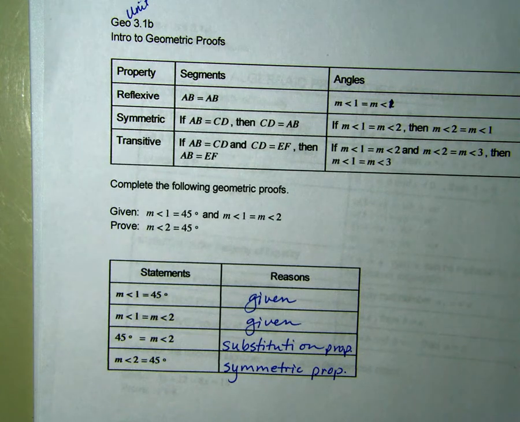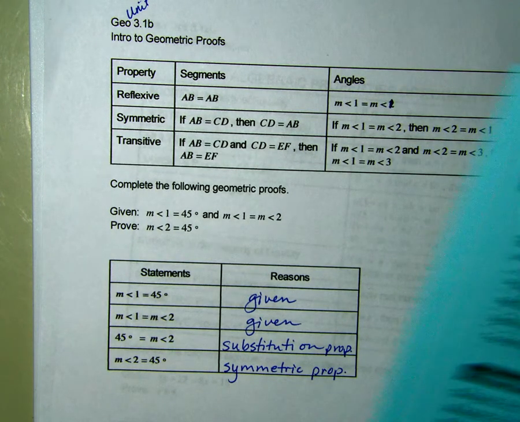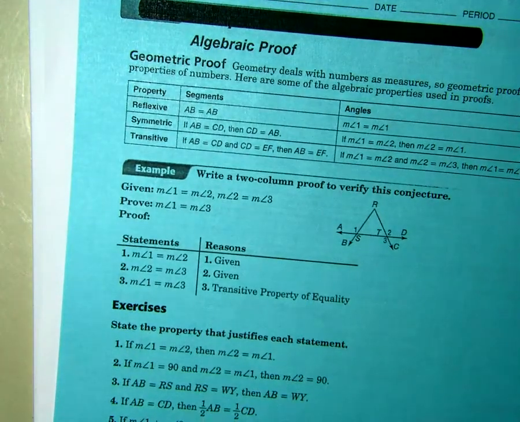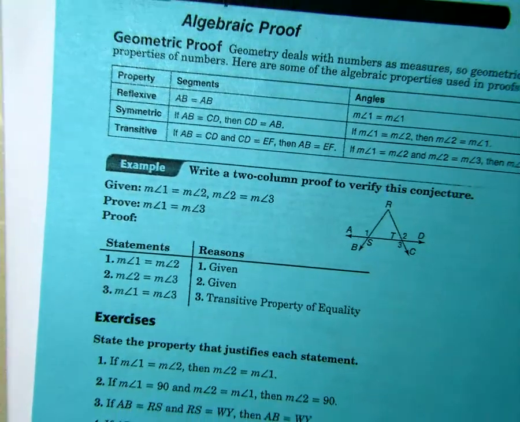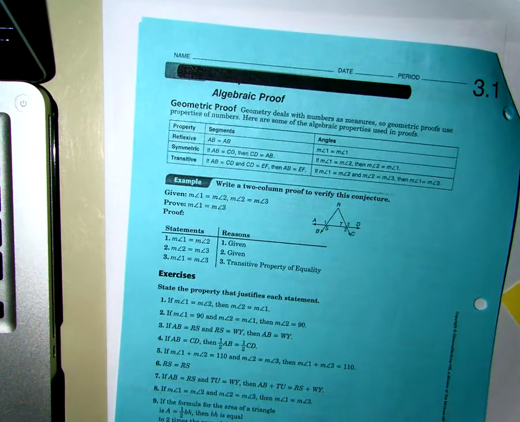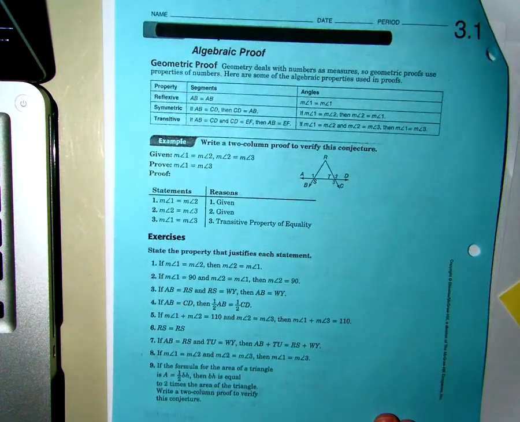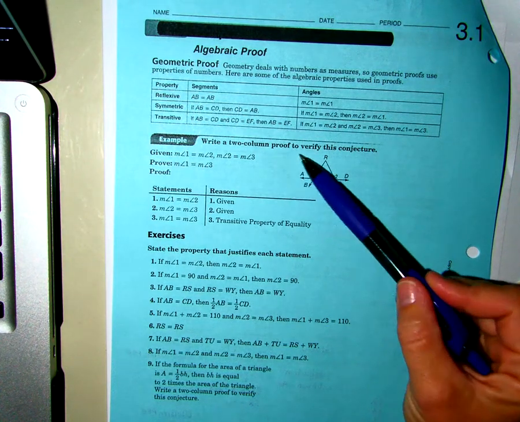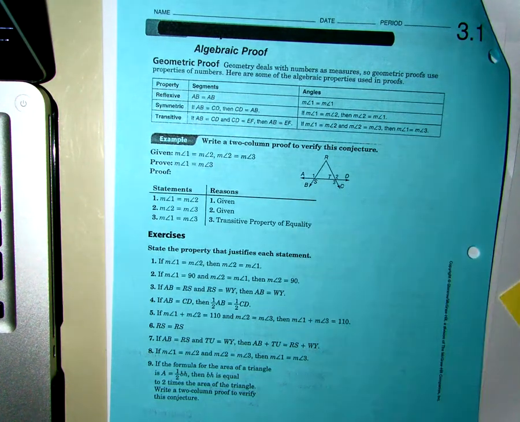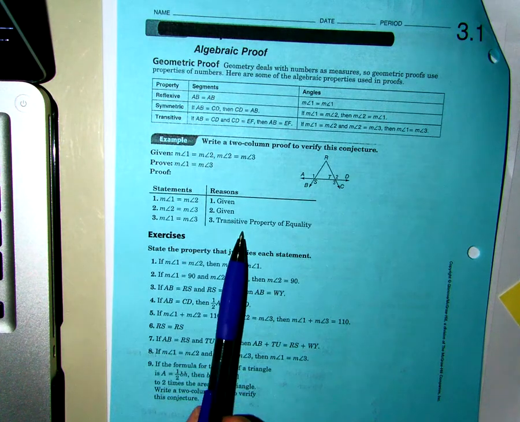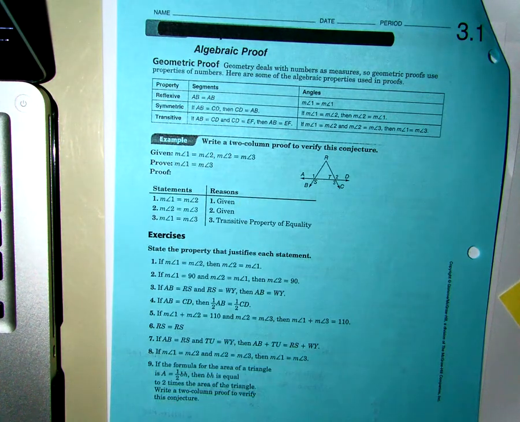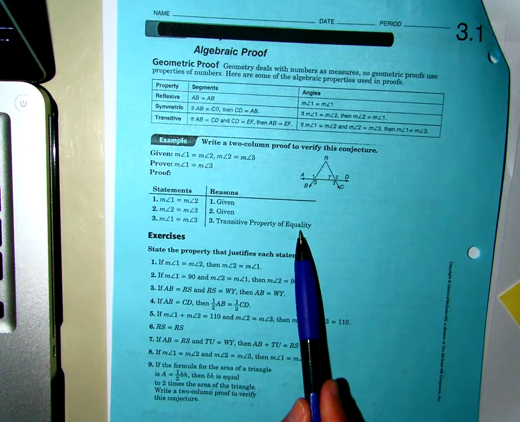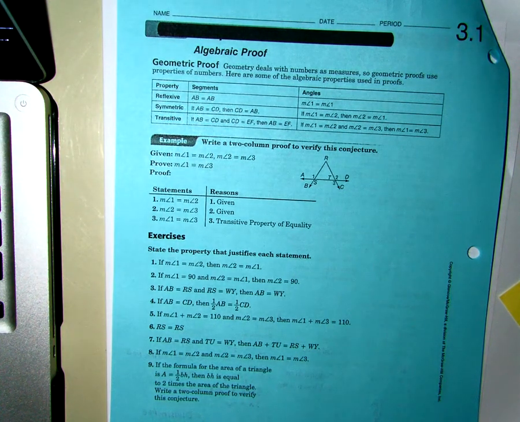Okay, so everything we did yesterday we can now apply to geometry. So here we go. These are the notes in your blue sheet. Again, I just took the table, made it a little bit bigger, okay, and wrote it out. Here's an example. It says write a 2-column proof to verify this conjecture. When we talk about 2 columns, it's just a table. My statements on one side, my reasons on the other. Right? This is a direct use of the transitive property.